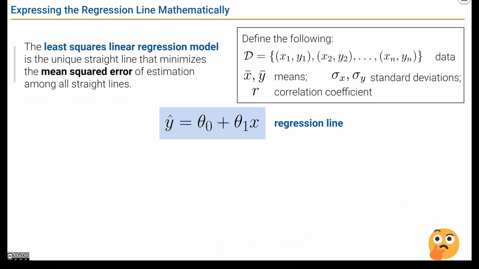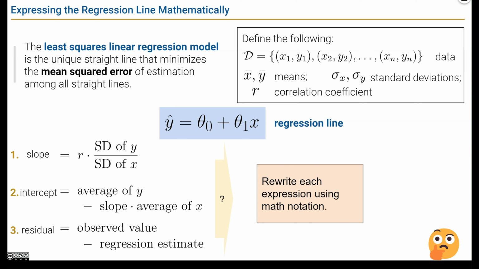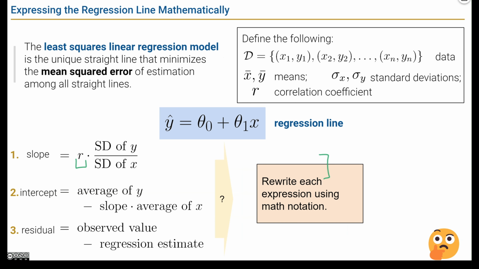Okay, so here's a regression line. Here is the slope, the intercept, and then the residual. And now we're going to put it back into math notation. So our correlation is already in math notation. But now if we want to think of standard deviation of y over standard deviation of x, we're going to write it like this.